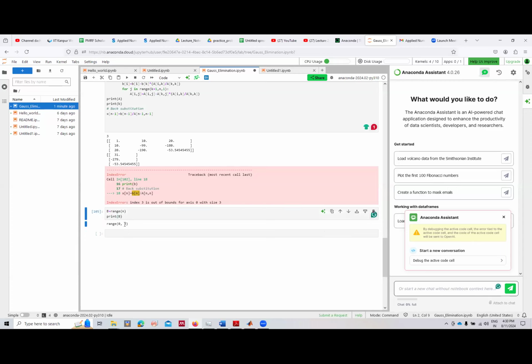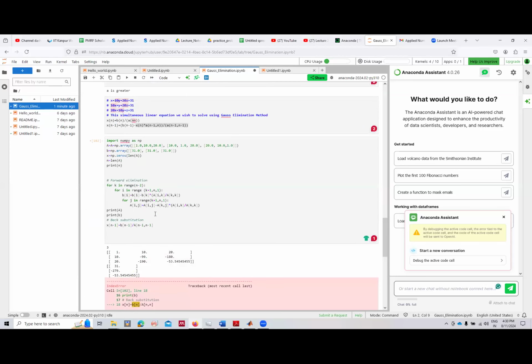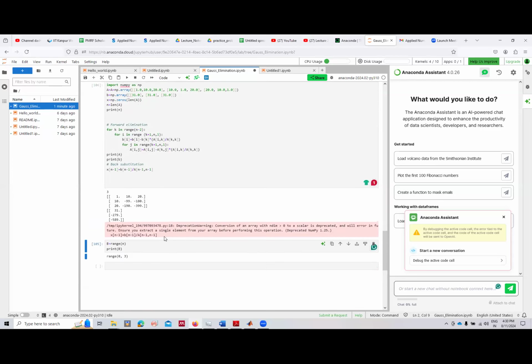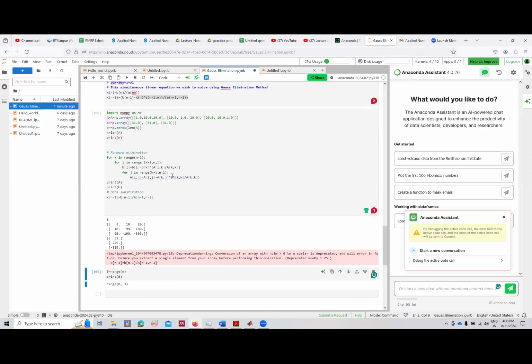So it starts from 0. It's in at 2. It will include 0, 1, 2. So now if I press shift enter, it is showing some error. So simply we go.